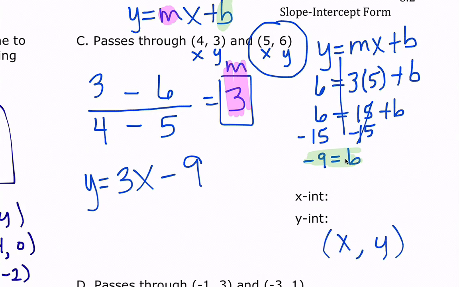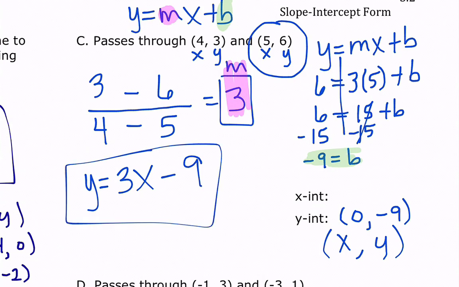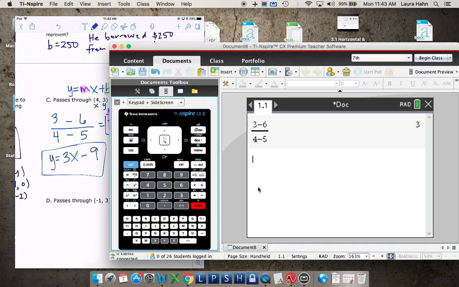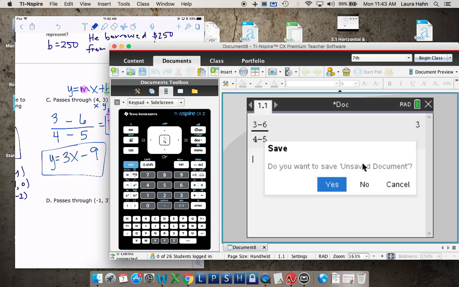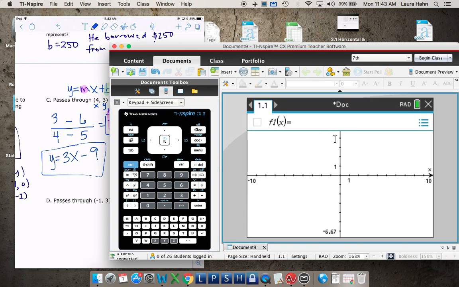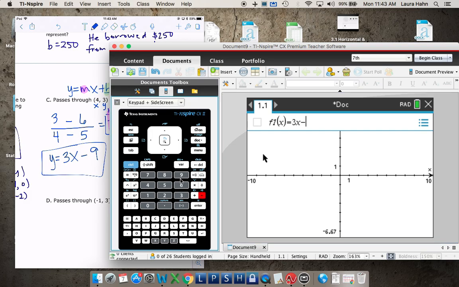Okay, so we just said we found our y-intercept is negative 9. So that goes in the y position when x is 0. To find our x-intercept, what we're going to do is graph this and use trace. So our equation is 3x minus 9. Here it is. I'm trying to find this point right here on top of the x-axis.